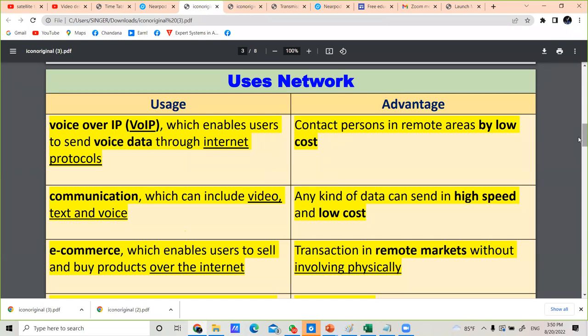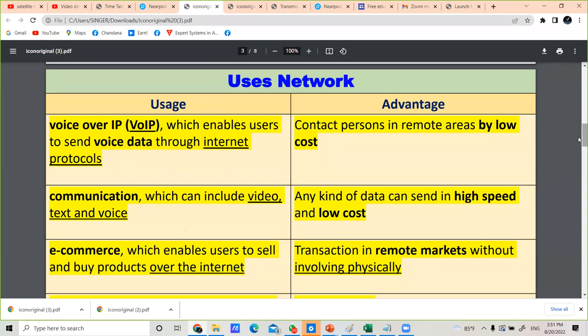Another common usage is communication. Again, you can send your data to the other part of the world at low cost and high speed. Within a few seconds, you can send your video, your text, or your voice to the other party at low cost. That means a few seconds, right? That means high speed. Because of high speed, you can send your data to another person within a few seconds.